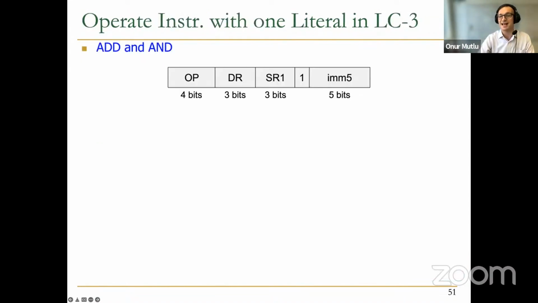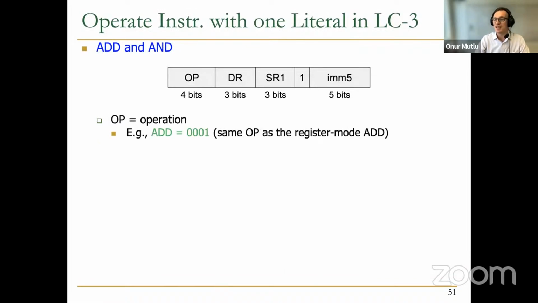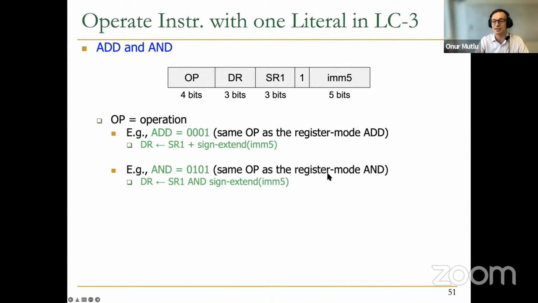So let's take a look at ADD and AND. It looks very similar to the prior encoding. We have the destination register here in the same place, source register 1 here in the same place, but instead of source register 2 and some 0 bits over here, we have immediate 5, and this bit became 1. We use the same opcode as the register-mode ADD and the register-mode AND. Basically, the way this instruction operates is SR1 op sign-extended immediate 5.